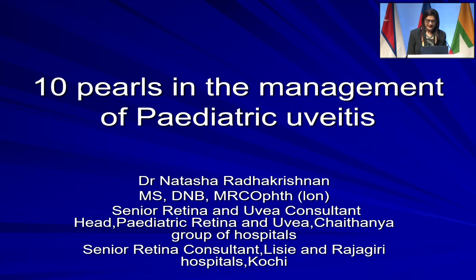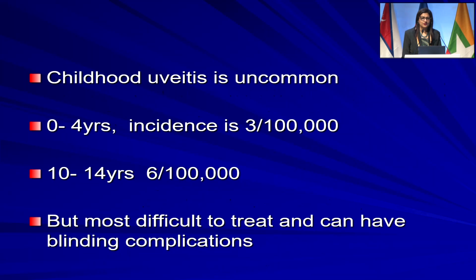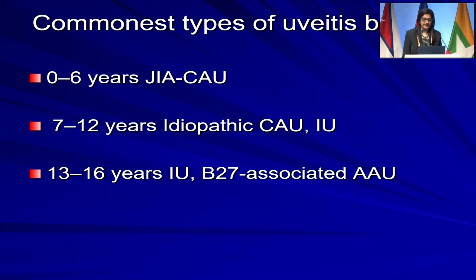And let's go quickly into the topic. So as you all know, childhood uveitis is not a very common disease, but you have an incidence of 3 in 1 lakh in 0 to 4 years and about 6 in 1 lakh in 10 to 14 years. But it is the most difficult to treat, and it can have blinding complications.